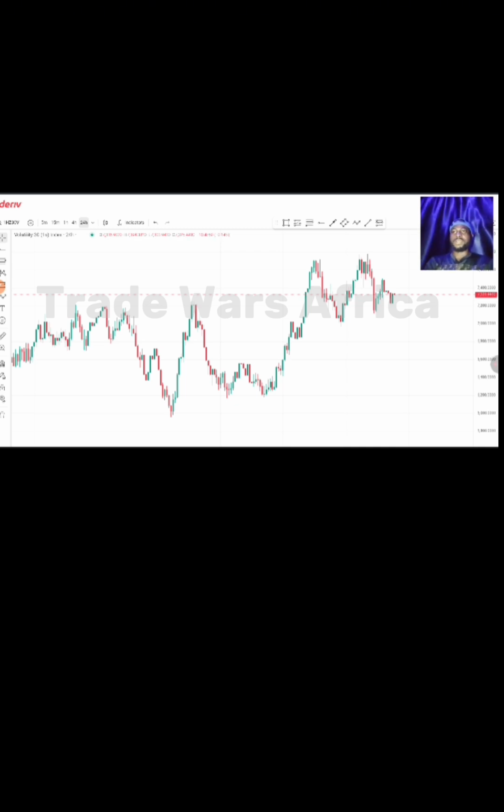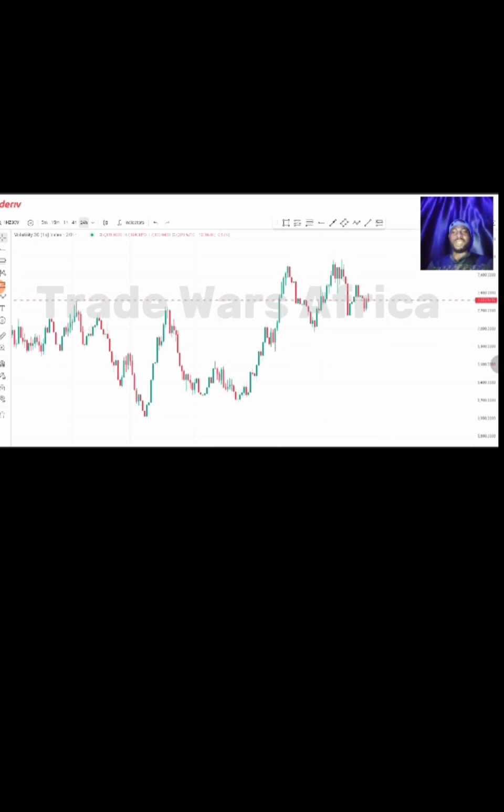So today we have Volatility 31S on our chart. That's what we'll be talking about today. Basically, what I want to show you guys is how I analyze my charts. So now we have Volatility 31S on the daily time frame.